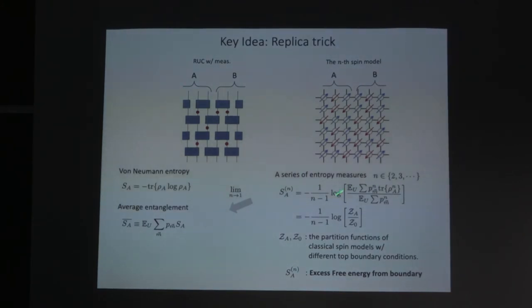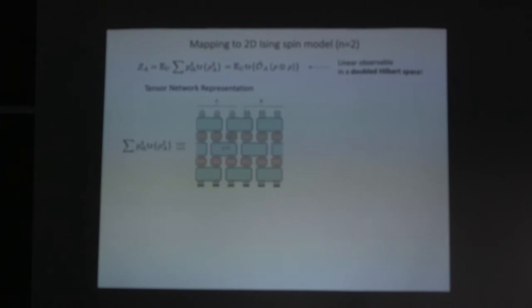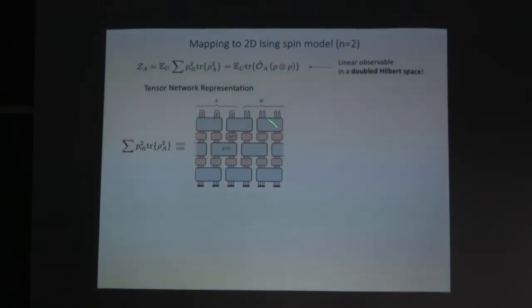The nice thing about this quantity, Z_A, is that it's basically the nth moment, or polynomial, in both probability and the reduced density matrix. So let's take the n equals 2 case as an example. If you consider a doubled Hilbert space, you can rewrite Z_A, now I'm considering the numerator, as some linear observable in the doubled Hilbert space. And now we can rewrite this quantity as a tensor network representation. So this is the quantity of interest, and we want to average over all possible choices of unitary gates.